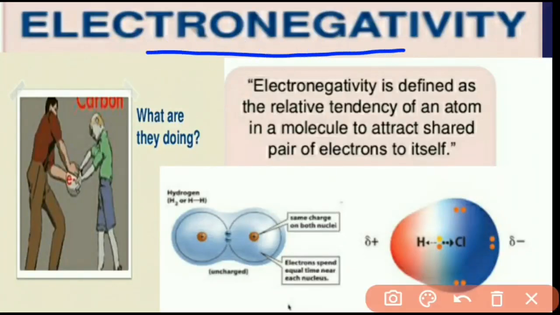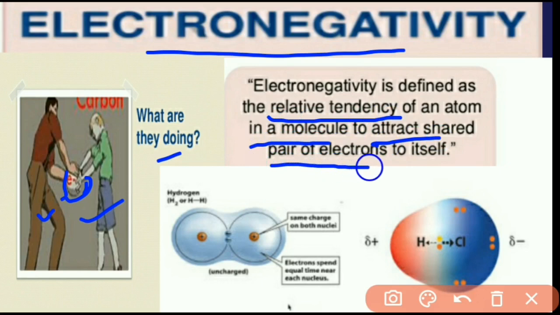Electronegativity. See this picture. What are they doing? In this picture, one ball is held by two people, just like a shared pair of electrons, and whoever pulls it towards themselves has more power. So we can define electronegativity as the relative tendency of an atom in a molecule to attract the shared pair of electrons to itself.